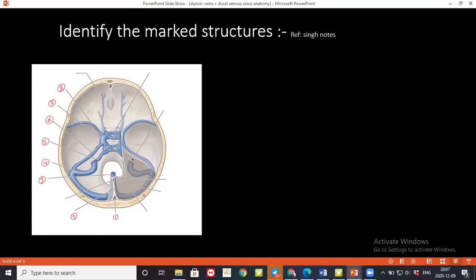The motor supply of the tongue is the hypoglossal nerve, except the palatoglossus, which is supplied by the vagus nerve. The sensory supply of the anterior two-thirds: general sensation is the lingual nerve, and taste sensation is the chorda tympani. For both general and taste sensation in the posterior third, it is the glossopharyngeal nerve.